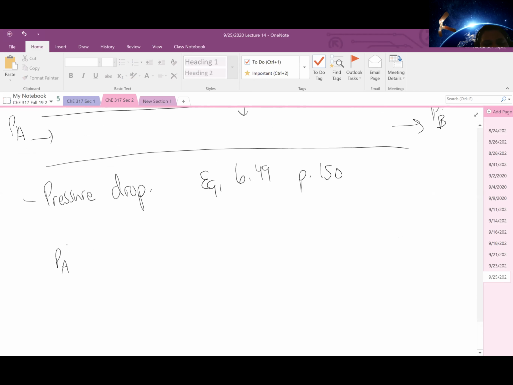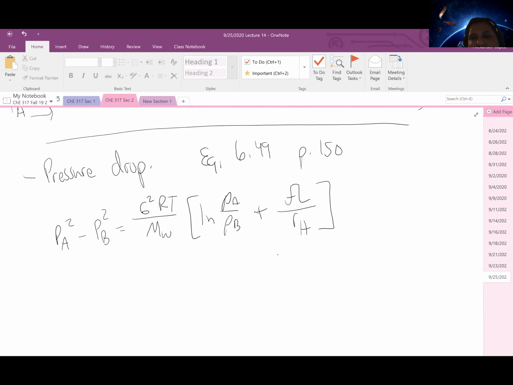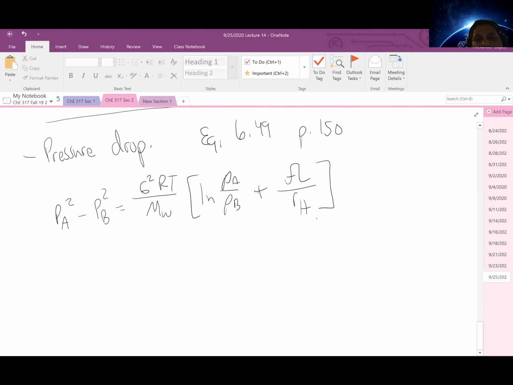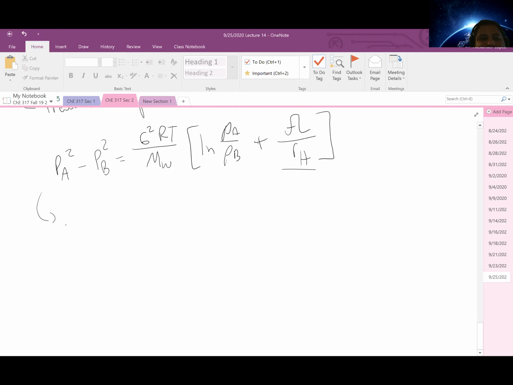So we have PA squared minus PB squared equal to G squared RT over molecular weight times the quantity L of rho A over rho B plus our friction term FL over RH. I know now the book uses LB and LA, but we really don't care about those values. We want to know the relative distance between the 2 points. So I'm just going to stick to our friction term that we used in adiabatic frictional flow. One thing to keep in mind, there are a few forms of this expression.